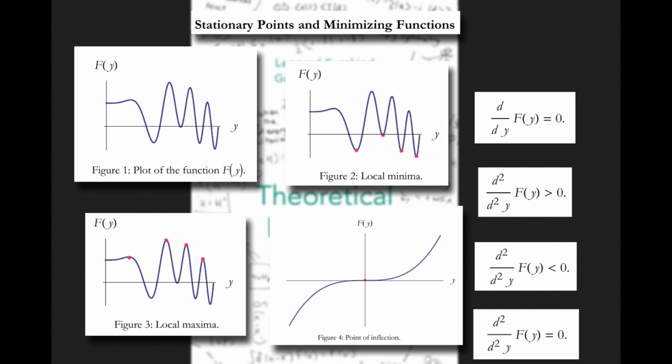Figure 3. Local maxima. If the second derivative is equal to 0, then the derivative may change from positive to negative at the stationary point, which we call a point of inflection. d squared F by dy squared equals 0. See Figure 4 for examples of a point of inflection. Figure 4. Point of inflection. These are collectively the results of the second derivative test.